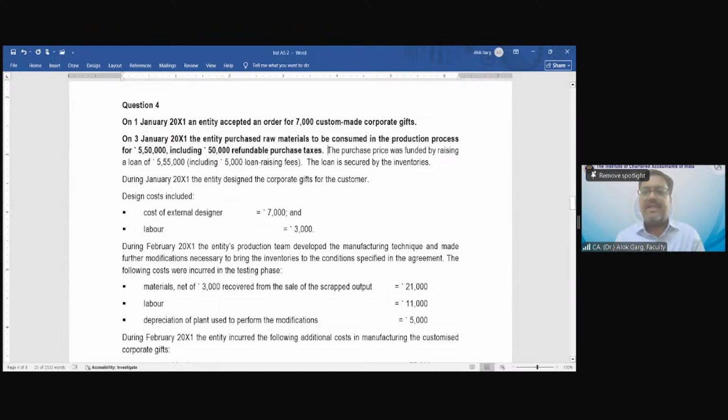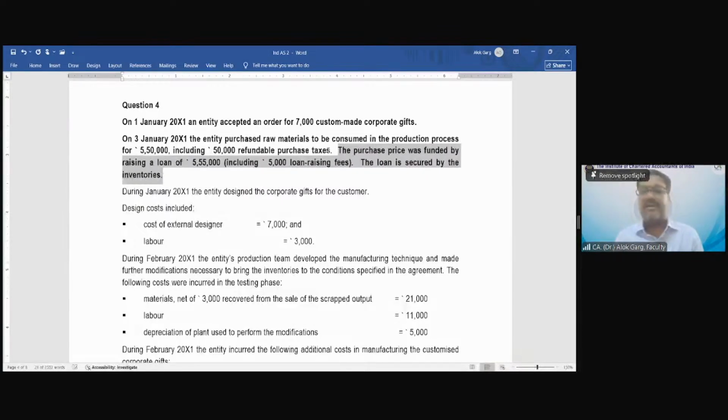Then the purchase price was funded by raising a loan of 5,55,000, including 5,000 rupees of loan raising fees. The loan is secured by the inventories. This inventory was purchased by taking a loan from the bank. So now the question comes, whether this interest cost and the loan raising fee... The question is silent about the interest cost, but it is talking about the 5,000 rupees of loan raising fees, whether this will become part of the cost of the inventory.